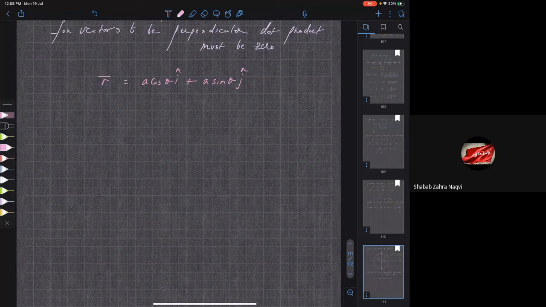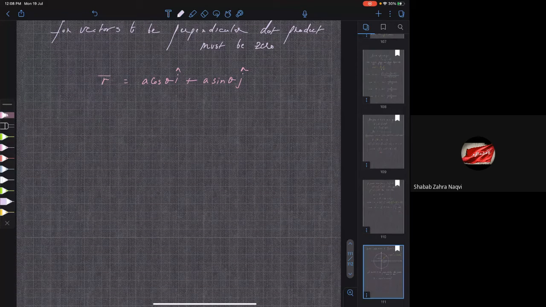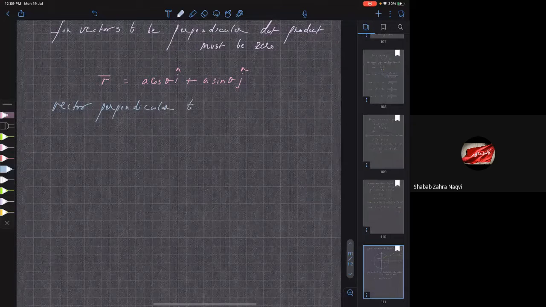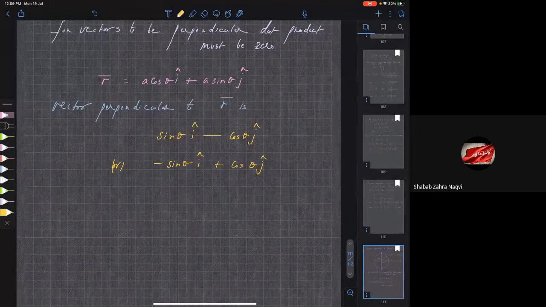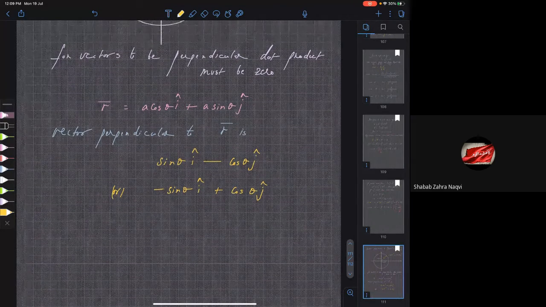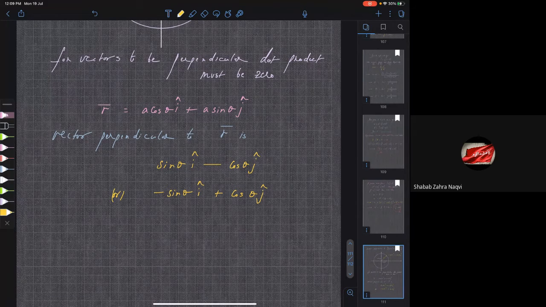So what is the vector perpendicular to this? It will be sin theta i cap minus cos theta j cap. Do you agree? Or it will be minus sin theta i cap plus cos theta j cap. Clear? See, dot product will be 0. Now this first vector, let us call it p bar. The second vector, let us call it q bar.